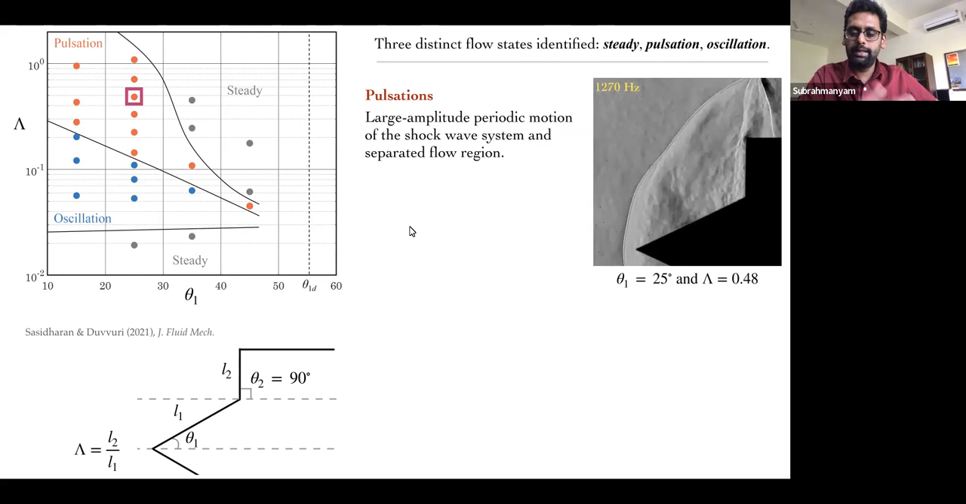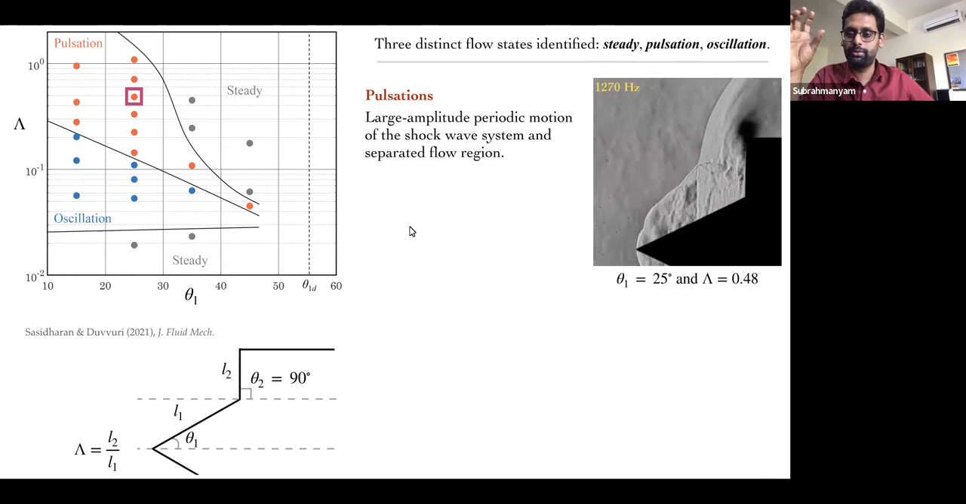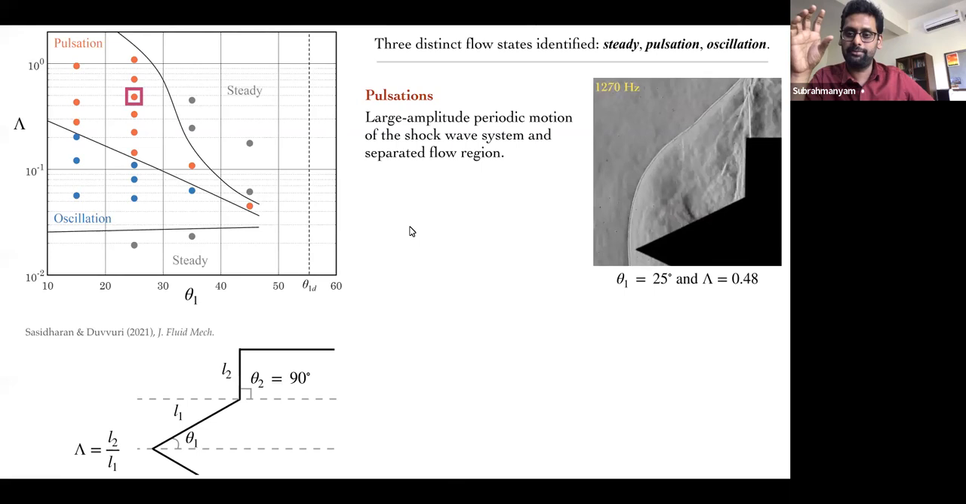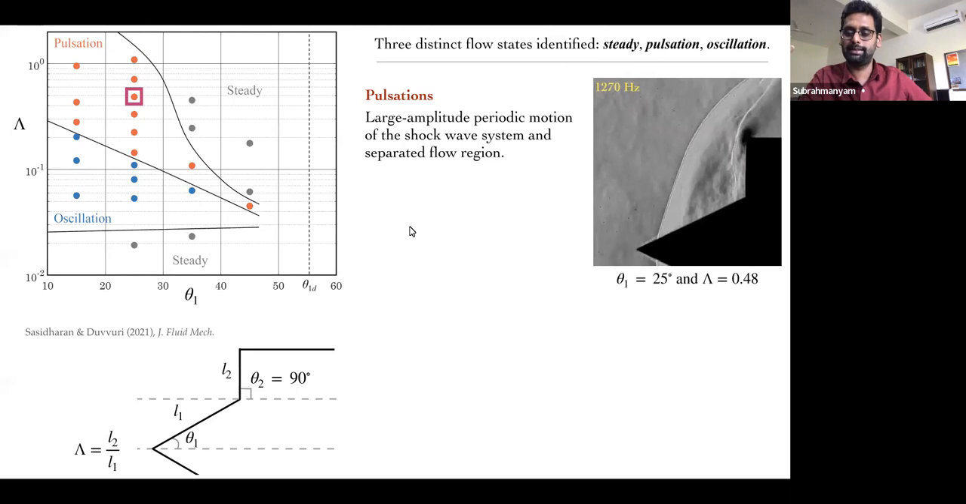These pulsation type unsteadiness have a very definite time period. So these flows are very strongly periodic. You can tell that qualitatively by just looking at the Schlieren videos, but you can also do more quantitative analysis to confirm that, right? And again, I'd like to reiterate here that this unsteadiness in the flow is self-sustained. The geometry is fixed and the inflow is fixed, so we do not trigger or force this unsteadiness externally in any which way. This unsteadiness is self-sustained by the flow.